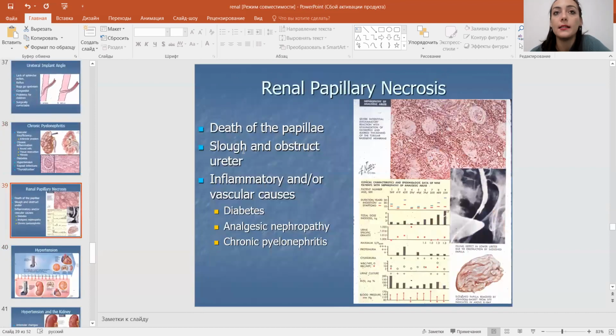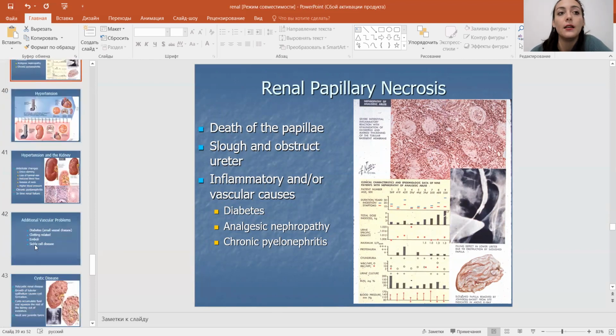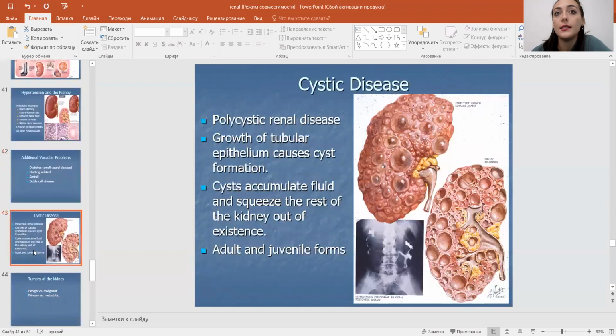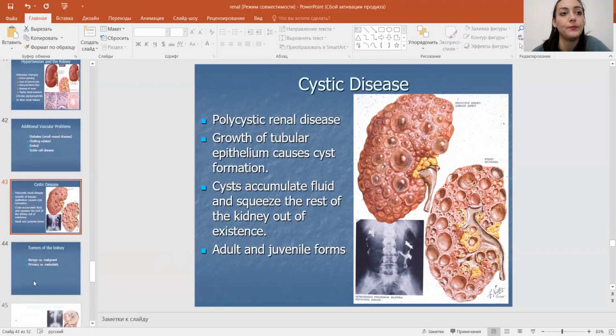Renal papillary necrosis, disease of the papillae, inflammatory and vascular causes: diabetes, analgesic nephropathy, chronic pyelonephritis. Cystic disease, polycystic renal disease, growth of tubular epithelium causes cyst formation. Cysts accumulate fluid and squeeze the rest of the kidney out of existence. Adult forms, you can find.